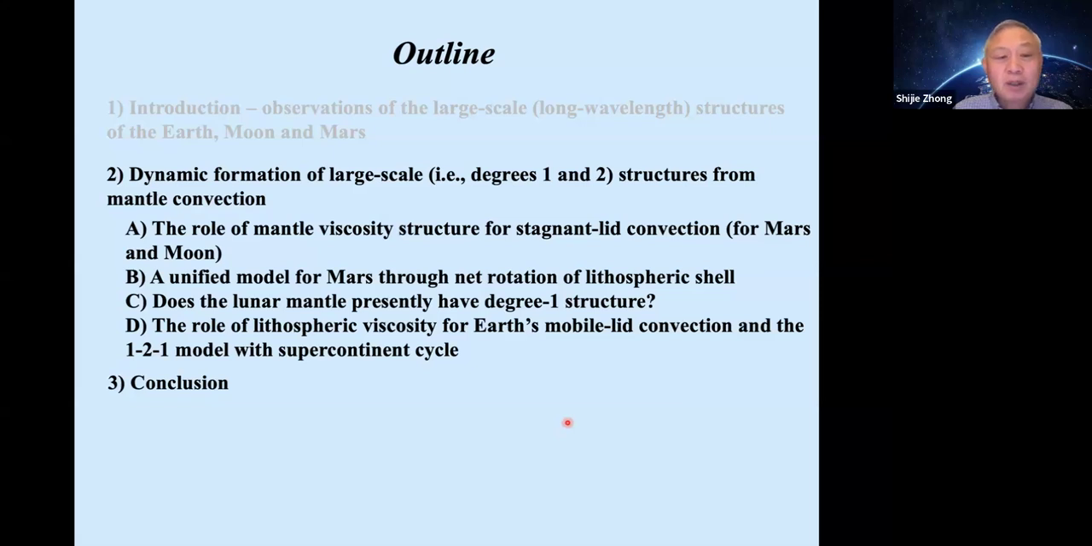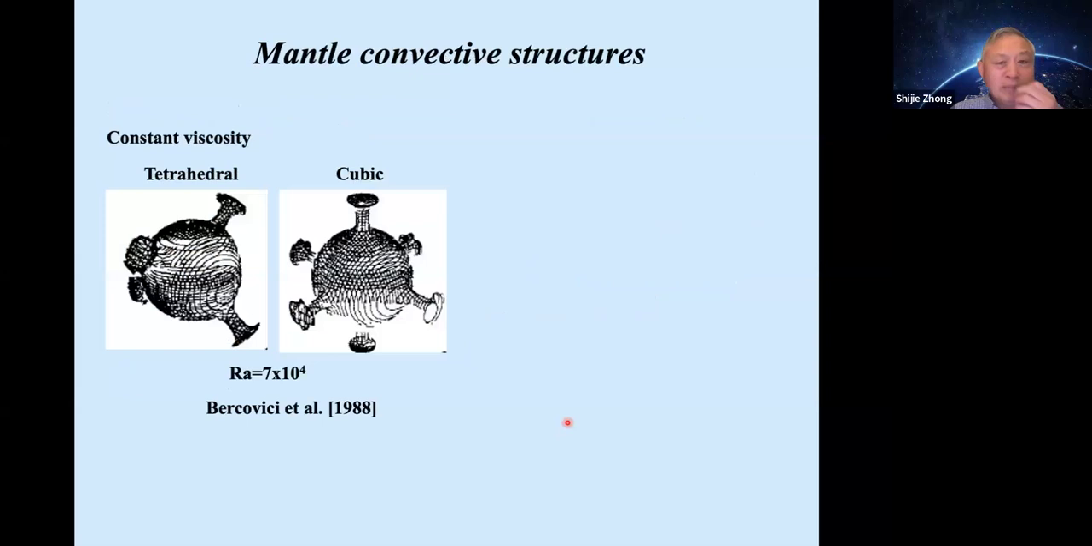Okay, so now let's first talk about in general how mantle convection can form structures. In the early days, we could only do convection simulations with constant viscosity. That is, it assumes the planet is a homogeneous body, and back then, at a relatively small Rayleigh number. Rayleigh number is a measure of the vigor of convection.